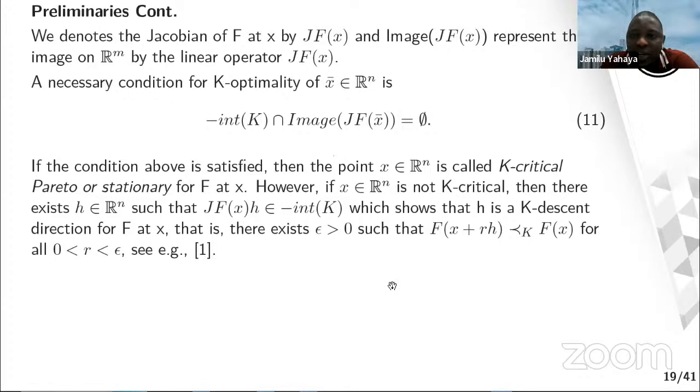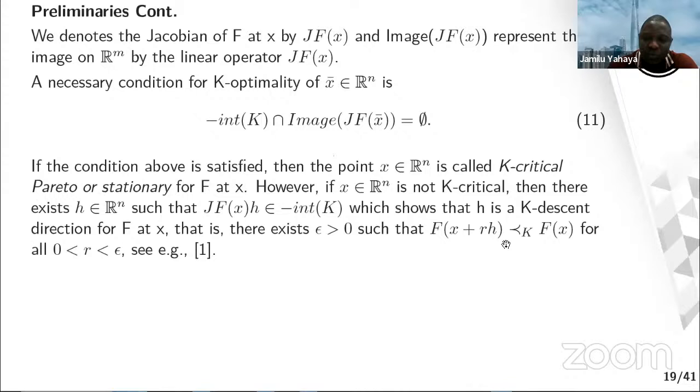So if this condition above is satisfied, then the point x in R^n is called a K-critical, Pareto or stationary point for F at x. However, if x is not K-critical, then there exists h in R^n such that this relation holds, this relation where I'm pointing. So if you look at this relation critically, it is just trying to tell you that this Jacobian is a directional derivative in the direction of h, which is further simplified at the end: F of x plus t h is less than F of x with respect to K.